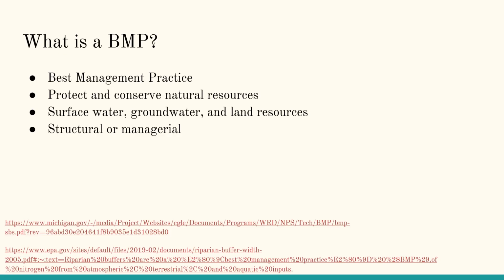What is a BMP? BMP stands for Best Management Practice. These are plans that, when put into place, help protect and conserve natural resources from pollutants. These natural resources can include surface water, groundwater, and land resources such as pastures. BMPs can be structural or managerial. Structural BMPs involve building something to help with the prevention of pollution, like a waste pond or fencing, while managerial BMPs involve different ways to farm that could help reduce pollution, like grazing rotation or conservational tillage.